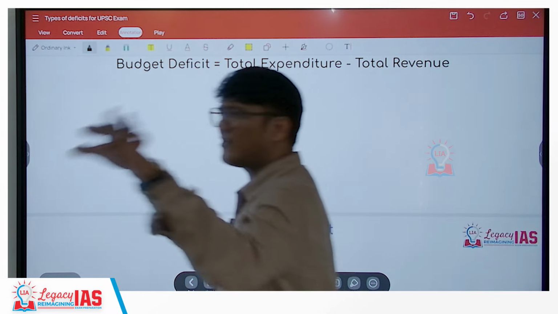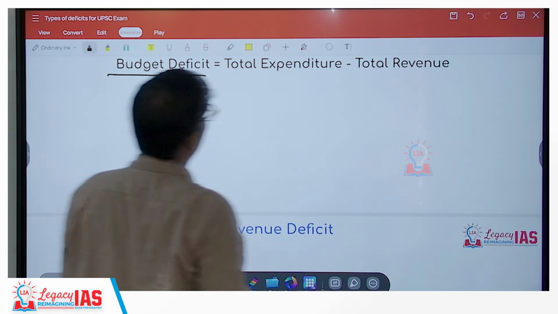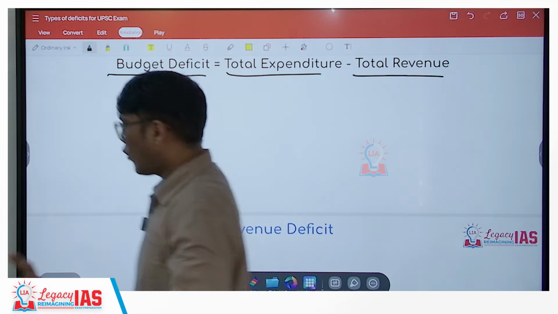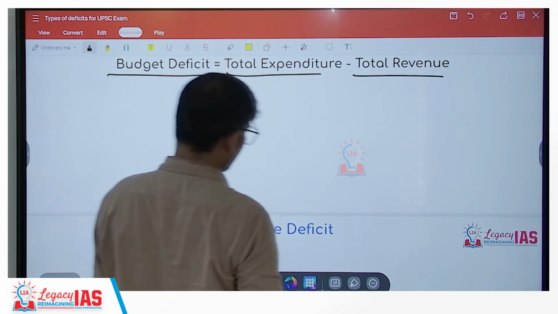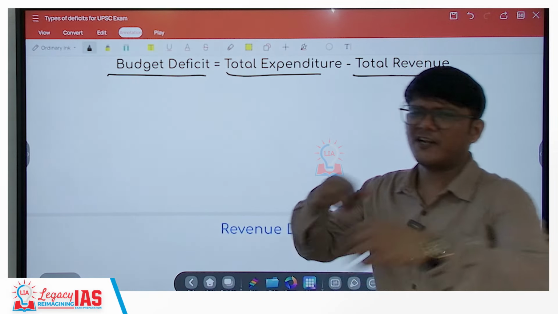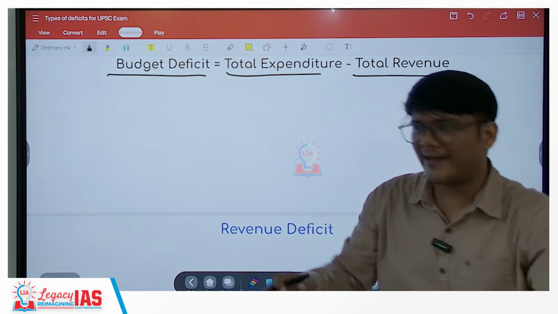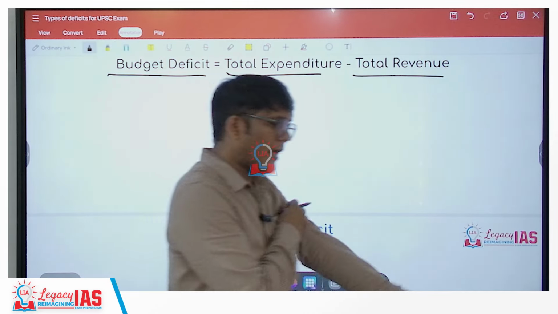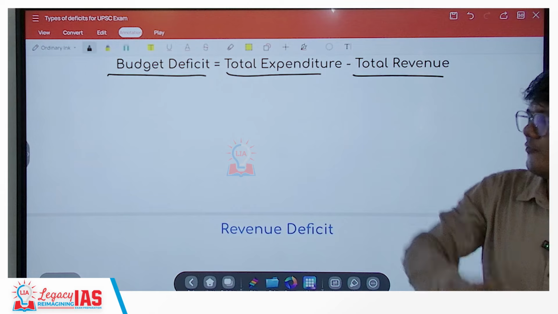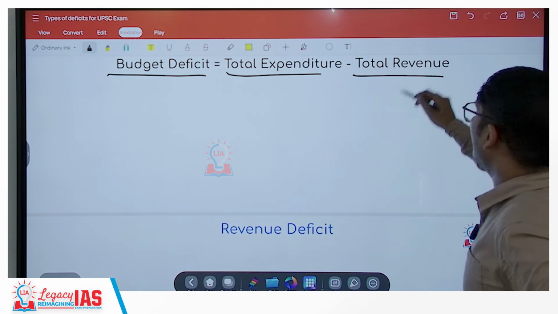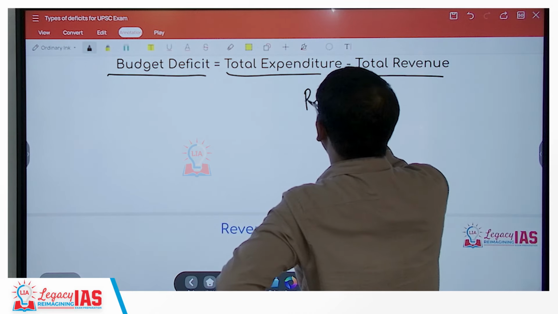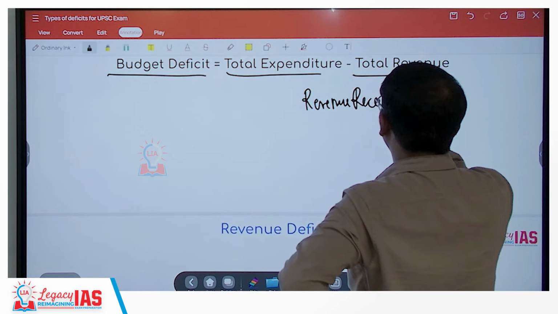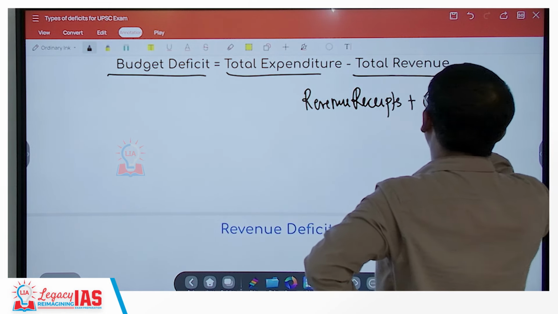The very first and the simplest one is budget deficit. It is nothing but the total expenditure minus the total revenue. Total expenditure of the government means any expenditure: revenue expenditure, plan expenditure, non-plan expenditure. Earlier this distinction was there, now it is not there. Meaning the total amount the government is spending minus total revenue. What is the total revenue? Total revenue is revenue receipts plus capital receipts.